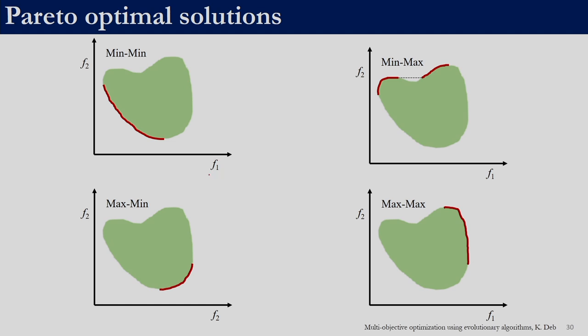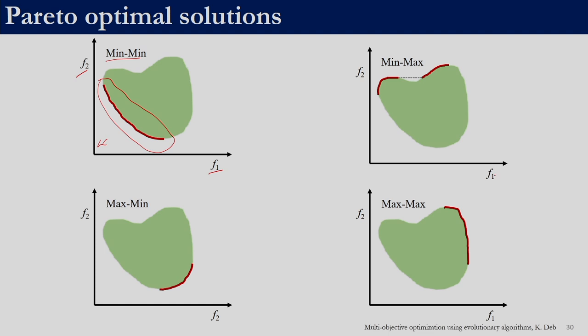So let's say we have these four cases, right? We have these two objective functions, F1 and F2. If both are to be minimized, right? So your Pareto front would look something like this. So this highlighted part is the Pareto front, right? So all the solutions in the direction of 0, 0 would form the Pareto front, right?